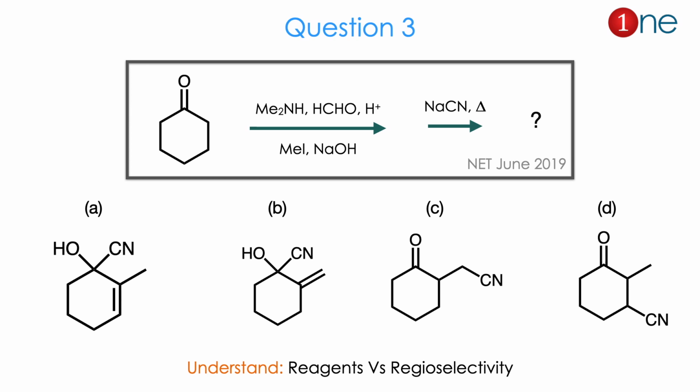Then question number 3. The starting material is cyclohexanone. You are using an amine, aldehyde and acid. In the next step you are using methyl halide and base. Then further you are treating with sodium cyanide and heat. They ask you to find the product.